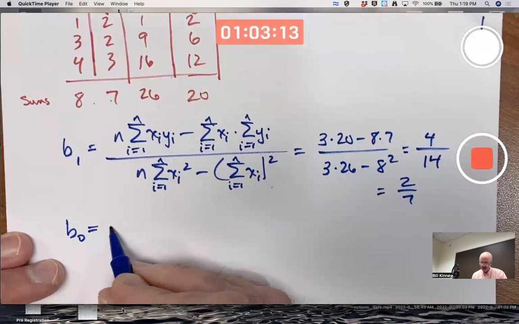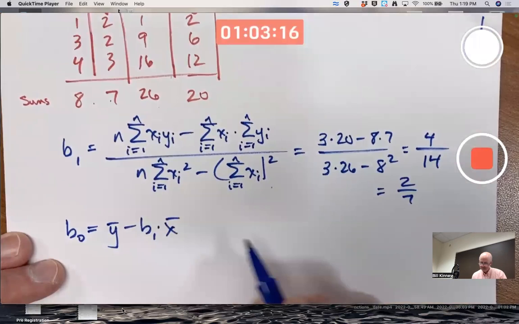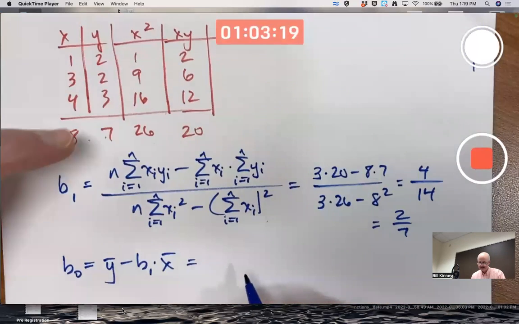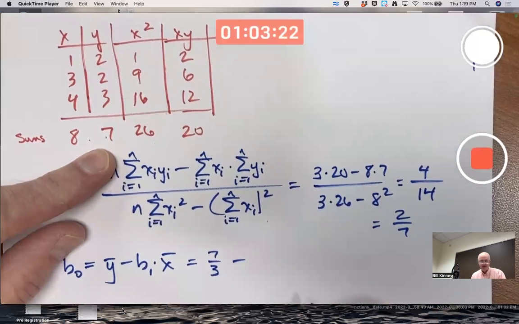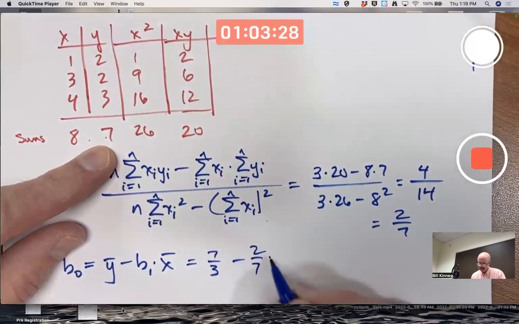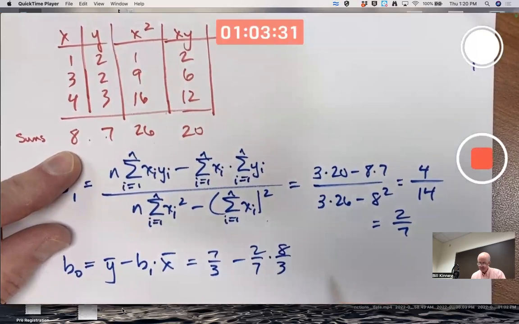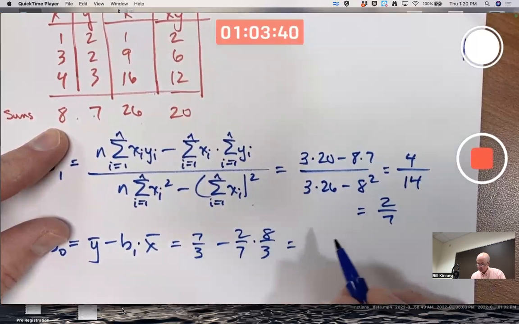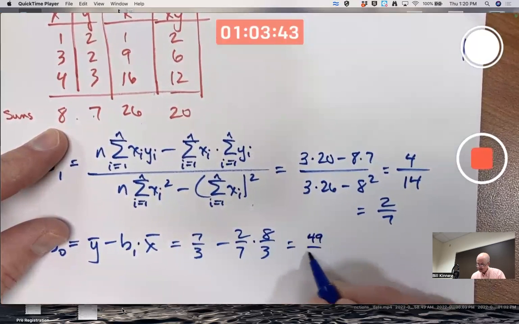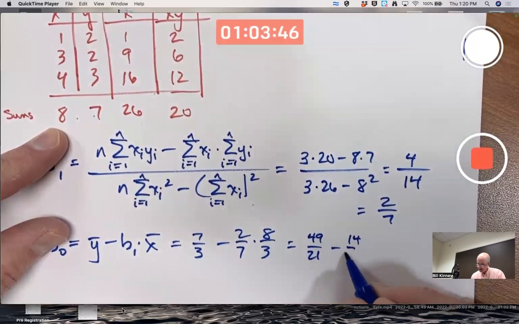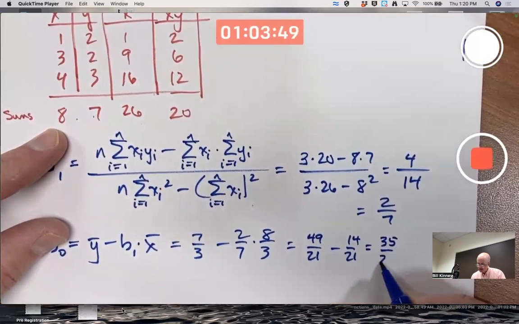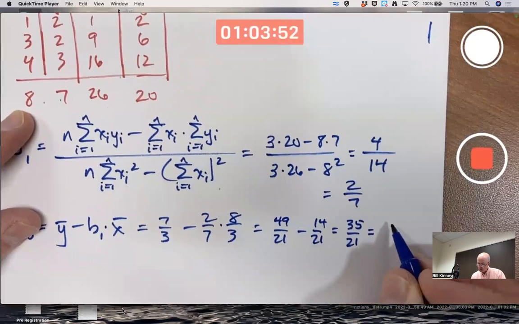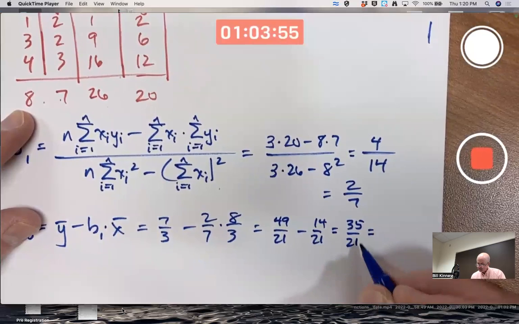B0 is a little easier to remember. Y bar minus B1 times X bar. The mean of the Y's is 7/3. Right? 7 divided by 3. N is 3. B1's 2 sevenths. X bar is 8/3. Get a common denominator of 21, I guess. 7 over 3 becomes 49 over 21. This is 14 over 21. So we get 35 over 21, which reduces to what? They're both divisible by 7. 5/3?